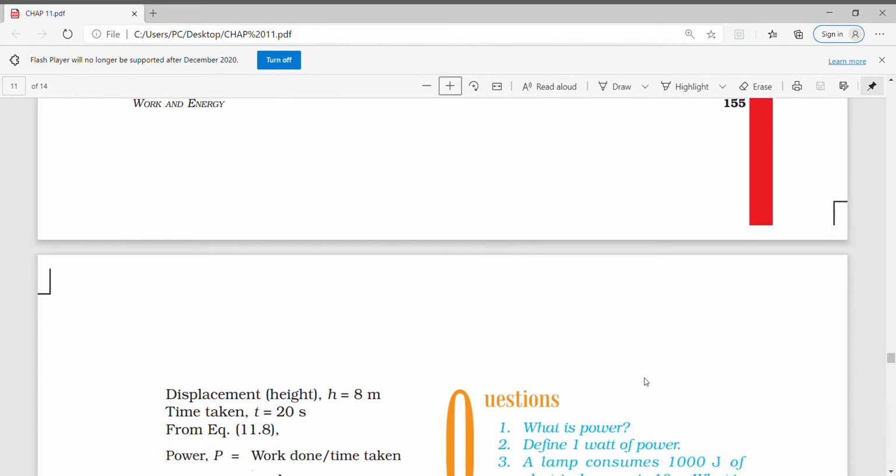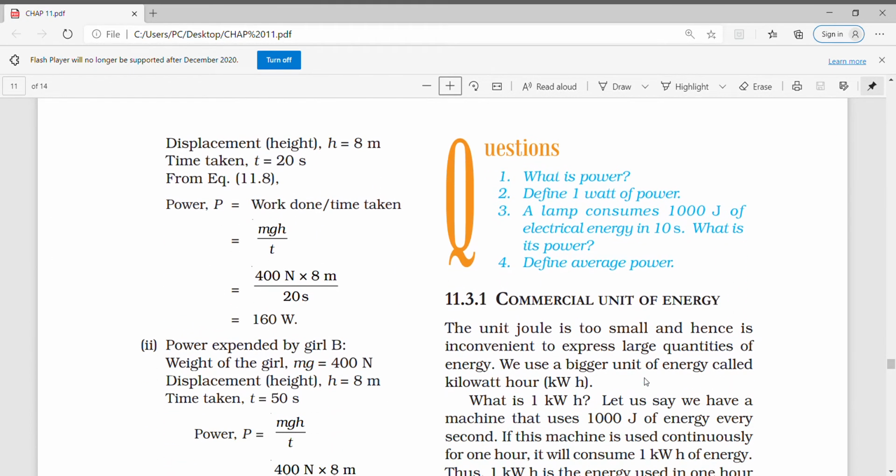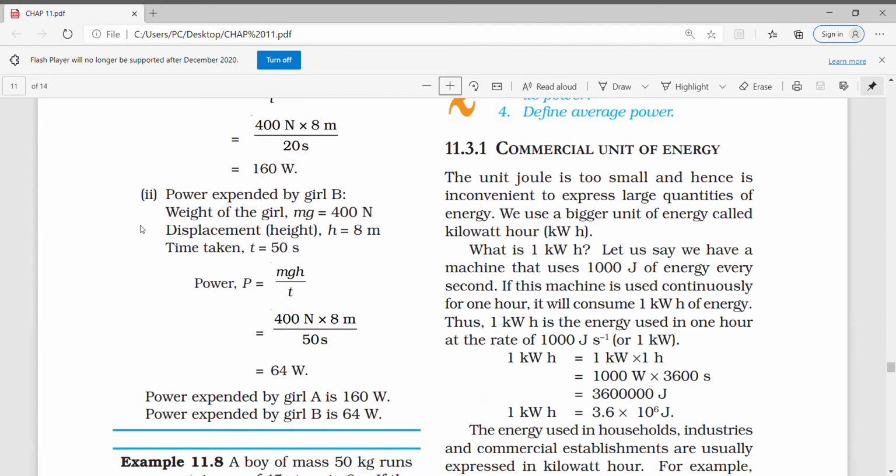And how much is the displacement or the height of the first girl? It is 8 meters. Time taken is 20 seconds. So power will be equal to work done upon time taken, or mgh upon t. You put all the values, and if you solve it, you will get power equal to 160 watt. Similarly, for the second girl, the weight is the same, mg is equal to 400 newtons, displacement is 8 meters, and time taken will be 50 seconds.